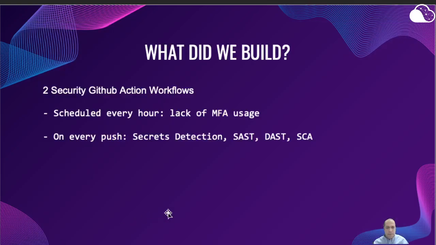So as a summary, what did we build here? Well, basically we built two different security GitHub action workflows. One that we will schedule every hour, and that will take care of making sure that we don't have users without MFA. And the other that will run on every push, and that will take care of detecting secrets, detecting vulnerabilities statically in your code, dynamically in your code, and also checking your dependencies.